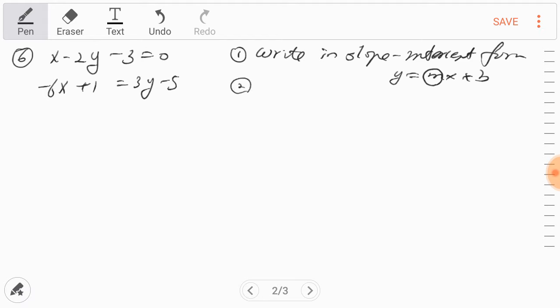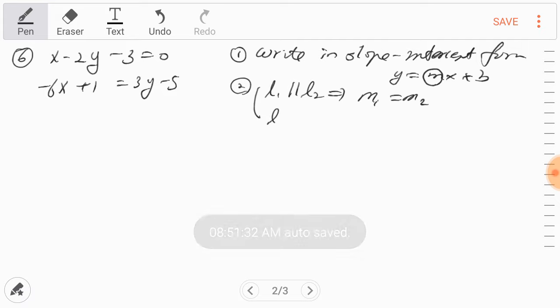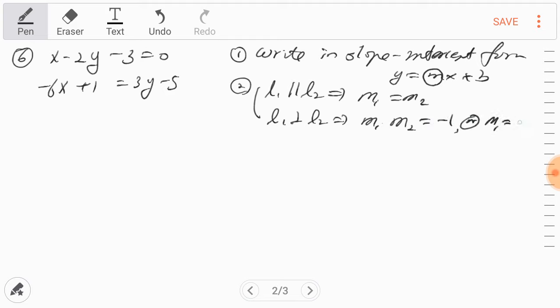If line 1 and line 2 are parallel, what is true? The 2 slopes are the same. If 2 lines are perpendicular, that means the product of the 2 slopes is equal to negative 1, or one of the slopes is equal to the negative reciprocal of the other one. The sign is different. So first, let's rewrite the equations in slope-intercept form. So x minus 2y minus 3 is equal to 0.